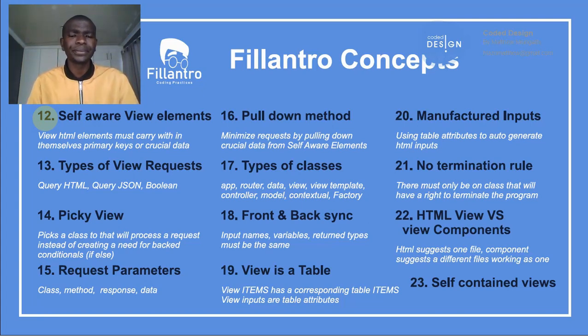Point number 19, view is a table. View items have a corresponding table items. View inputs are table attributes. So here, this is what I'm saying: there is a relationship between the user interface element and the database table.